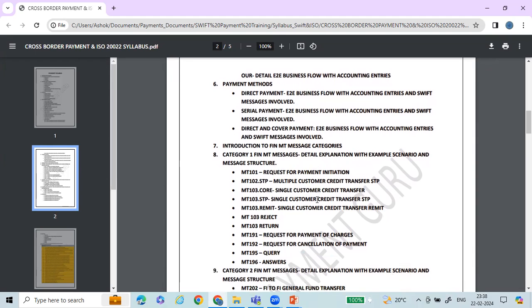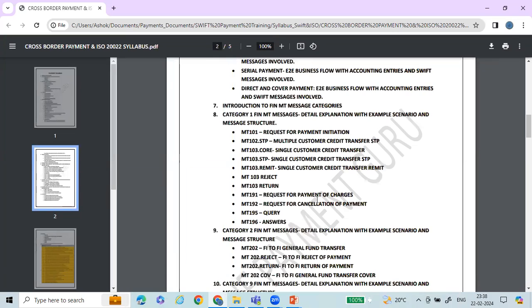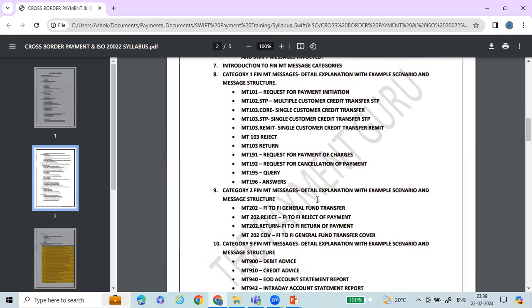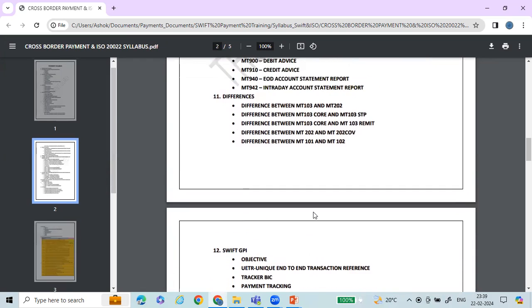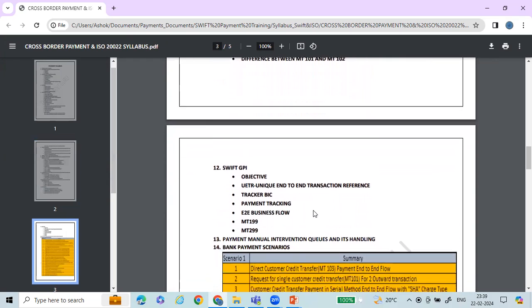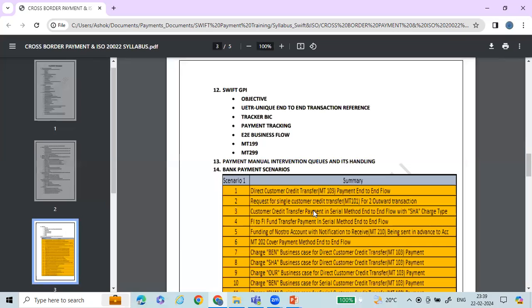Then we'll learn about all the messages in our syllabus, which includes MT1 category, 2 category, and 9 category messages. All the major messages which are required for you to understand, we will cover. Not only the message structure, we'll learn about message creation. We'll understand each element or tag there, with multiple examples. Same way, we'll learn about the differences between the multiple messages, which tend to be asked in interviews as well. And then SWIFT GPI, we'll learn about it. What is its objective? How does it function? Everything we'll learn about it there.